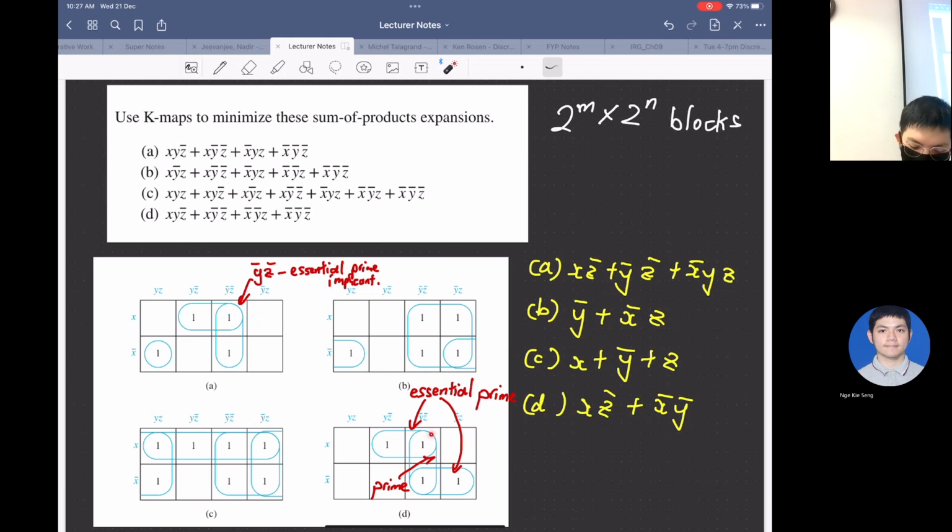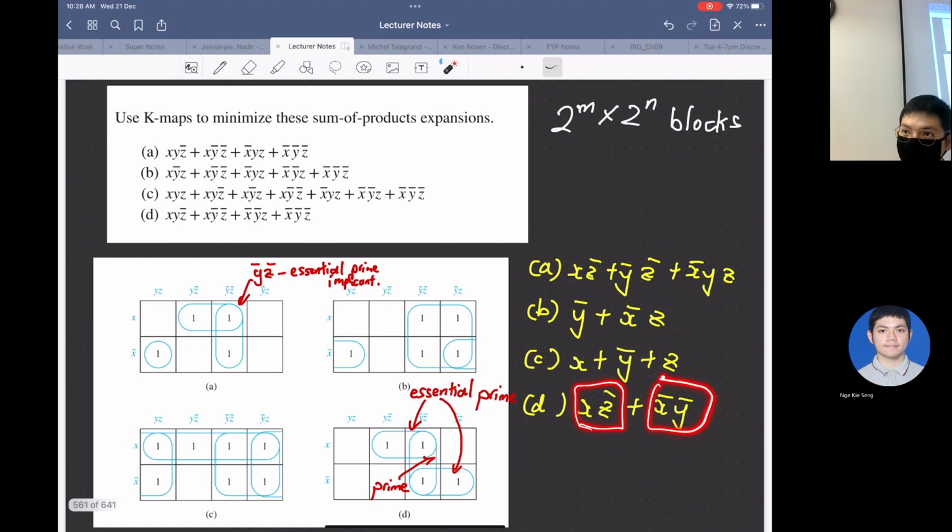So let's say if you pick these two, is this enough? No, this is not enough because this is not covered. So you need to pick this one and the two horizontal ones. Actually the vertical one is redundant. So you just need to pick these two, which is enough to cover all the ones. Make sense? If you pick these two, they will reduce to x z bar and x bar y bar.